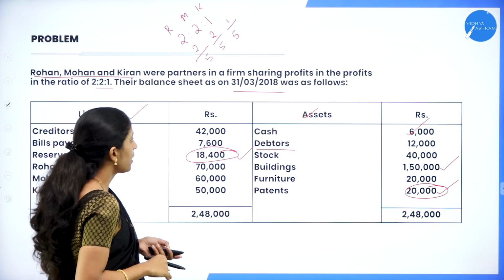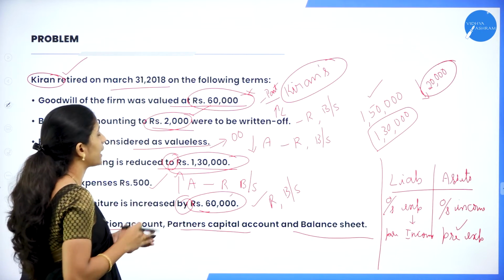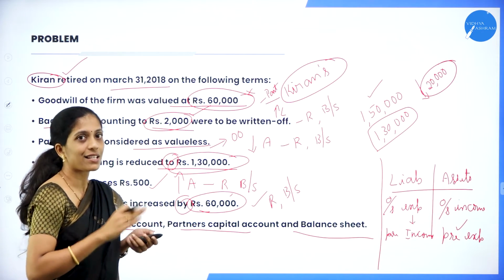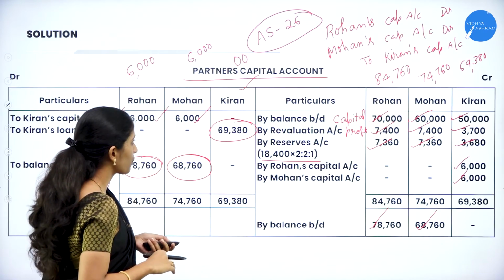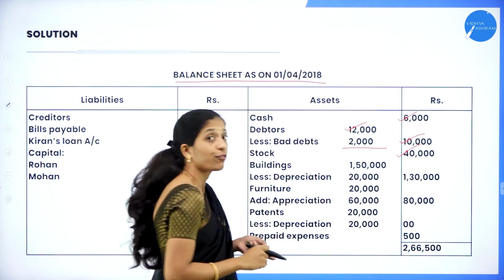And the next one is stock, 40,000. Now, see the adjustment whether there is increase or decrease in stock. There is no difference. So it means that it remains same. So stock will be 10,000. Sorry, not 10,000, it is 40,000.